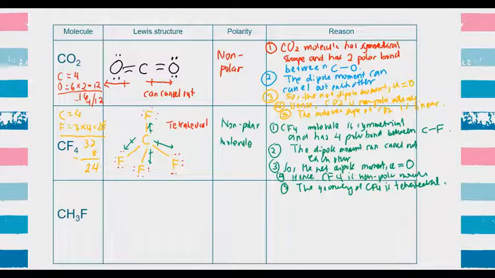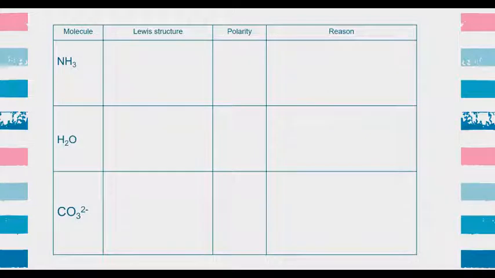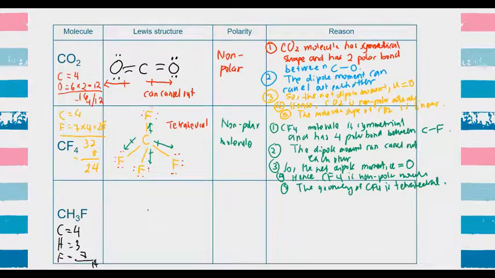Okay. So kita dah settle dah 2. So sekarang kita boleh lukis untuk CH3F. Untuk CH3F kita tahu karbon 4 valence elektron, hidrogen 3, fluorine ada 7. So totalnya adalah 14. So C bond apa? F, and then kita ada H. Kita ada H.